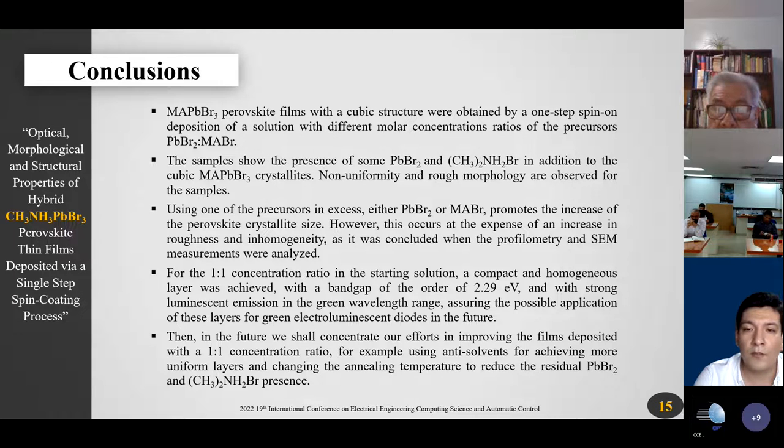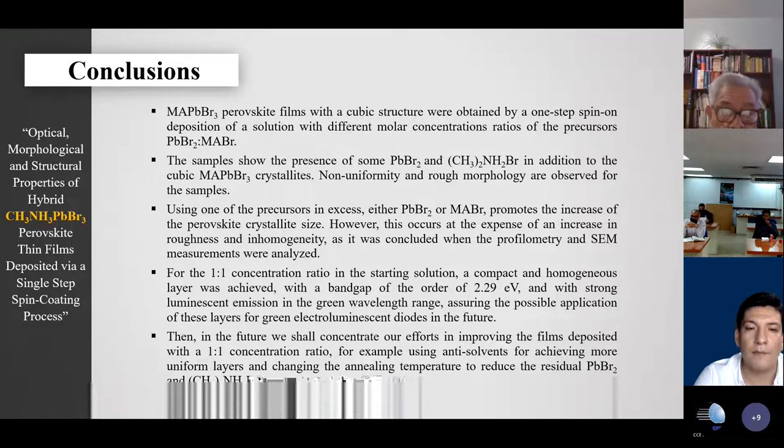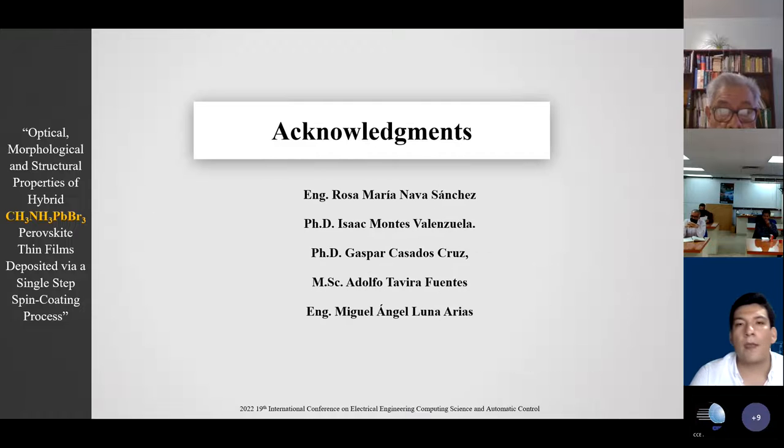Then, in the future, we shall concentrate our efforts on improving the films deposited with a 1-to-1 concentration ratio, for example, using antisolvents for achieving more uniform layers and changing the annealing temperature to reduce the residual lead dimethylamine bromide presence.